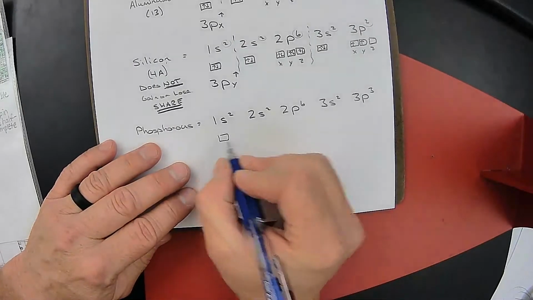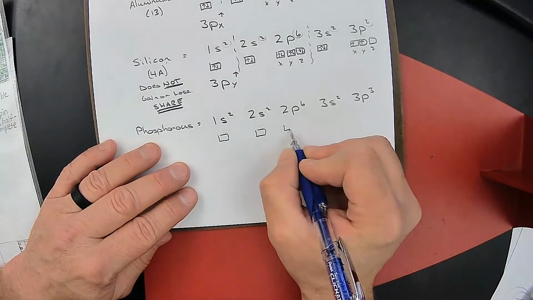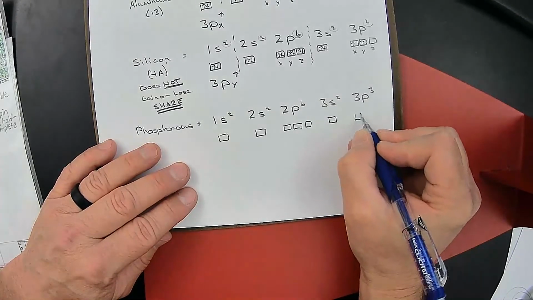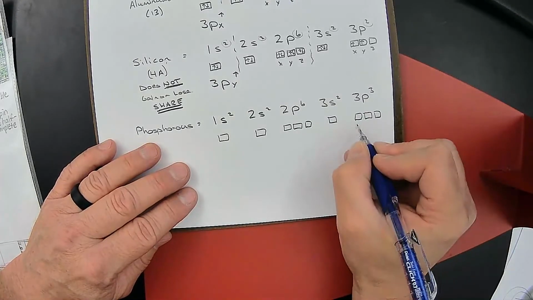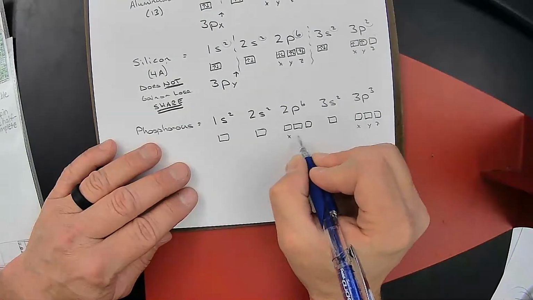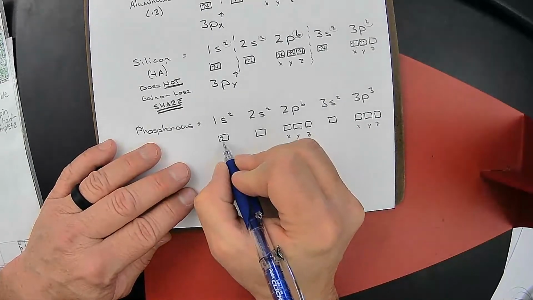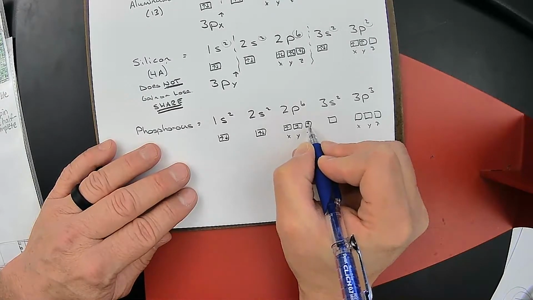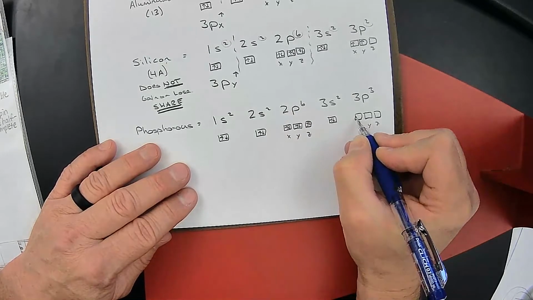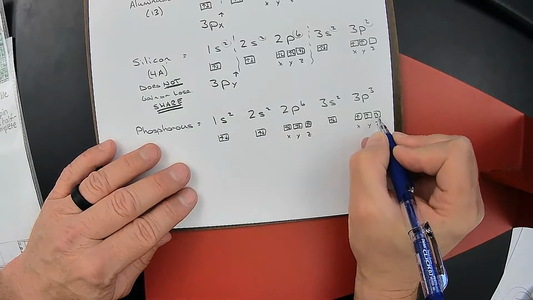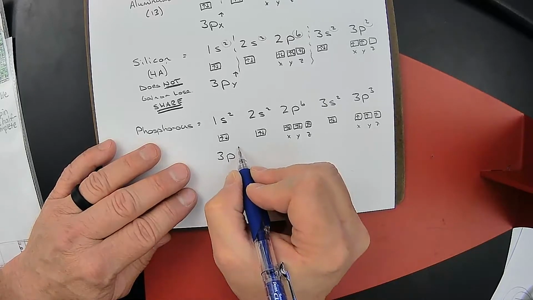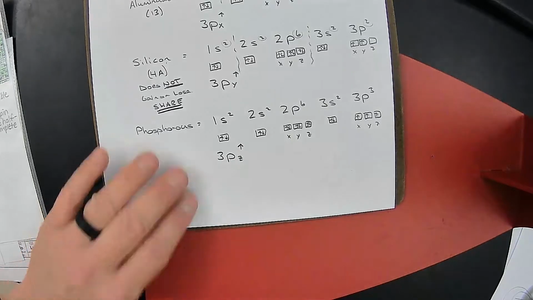So now we've got 1 orbital, 1 orbital, 3 orbitals, 1 orbital, 3 orbitals, x, y, and z, x, y, and z. We have an up and a down, an up and a down, and then an up, an up, and an up. So the last electron is the 3pz up.